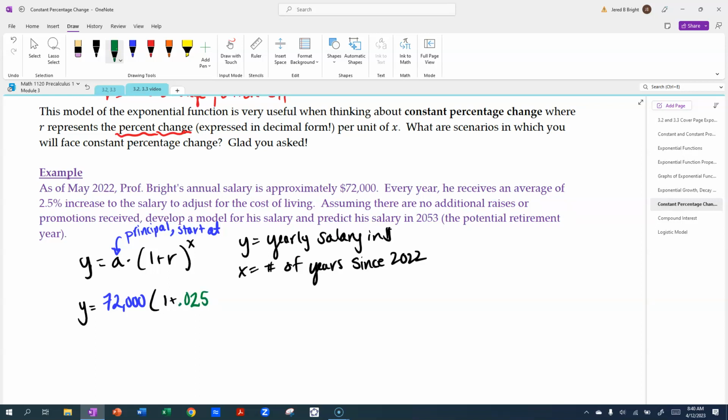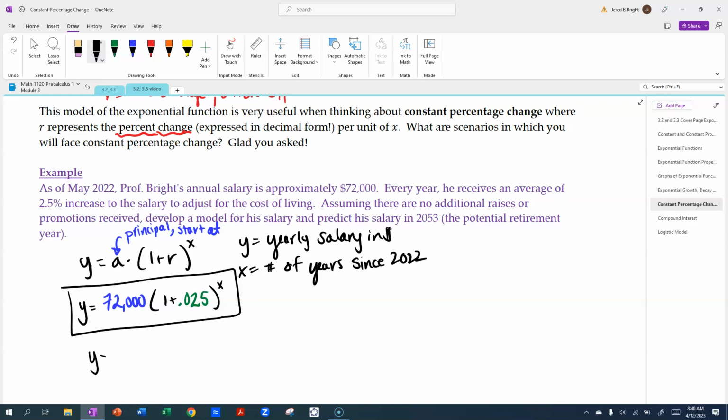Okay, so 1 plus 0.025, I'm sorry, and then this would be all to the x power. Okay, and so if I do this math out now, this is the model. And if you want to give it an f of t name, whatever, that's fine.